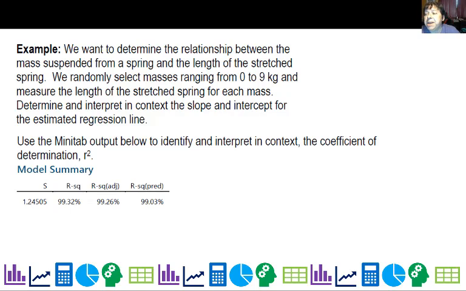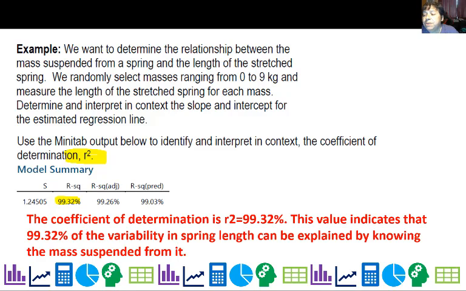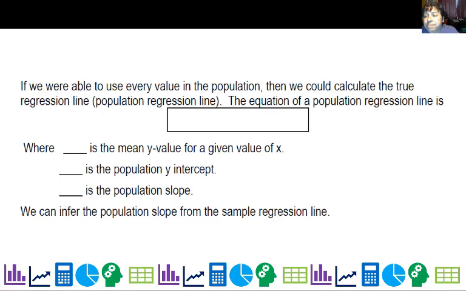Now we're going to go ahead and interpret the coefficient of determination, which is r squared. And on a Minitab output, it's going to be that number. And so we would say the coefficient of determination r squared is 99.32%. This value indicates that 99.32% of the variability in spring length can be explained by knowing the mass suspended from it. So that's your coefficient of determination.